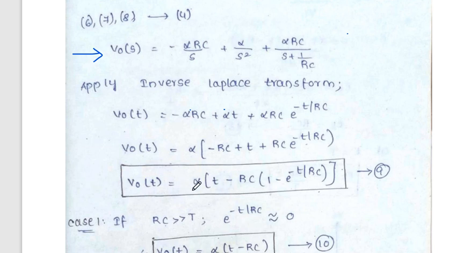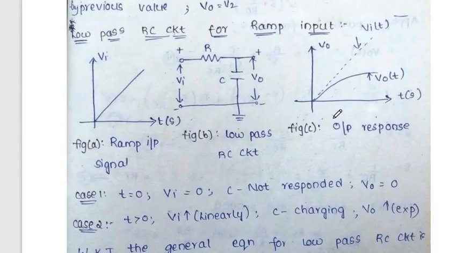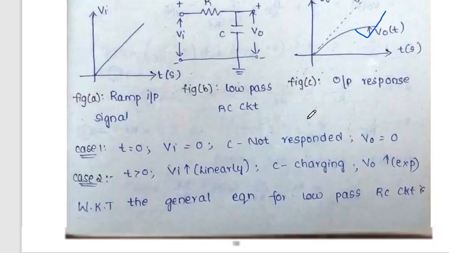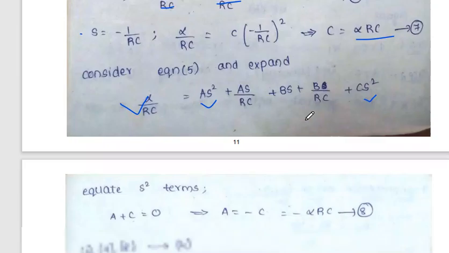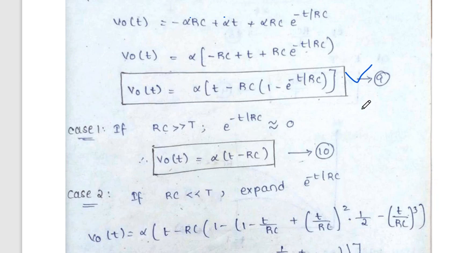Now, therefore, V naught of t is equal to alpha into t minus RC into 1 minus e power minus t by RC. So, this is the expression for output response of low pass RC circuit for ramp input signal, specified in equation number 9. Now, apply two conditions. If the value of RC is far greater than t, what is the expression for output voltage? If the value of RC is far less than t, what is the expression for output voltage?